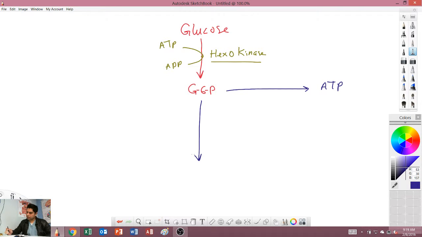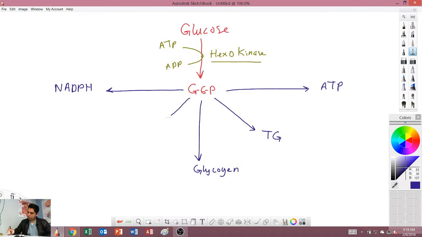You can store it as glycogen. You can use it to make NADPH. You can also use it to make triglyceride. You can also use it to make what? Amino acids. NADPH, and then let's say in here, ribose sugar. What's ribose? Do you remember that? It's used for DNA and RNA synthesis, the sugar base of it.